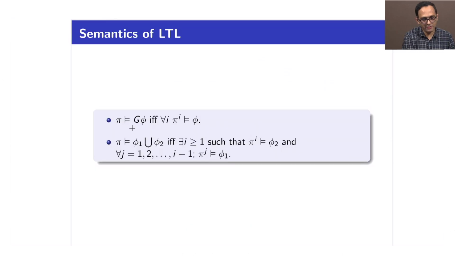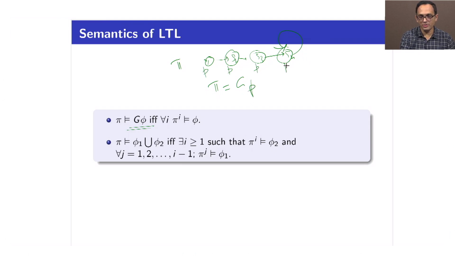Globally phi again has to hold in every state, all states of that path. If I think about a path S1, S2, S3, S4, and I say this path pi satisfies globally p, then p has to hold here, here, here and here. And you remember this path is basically an infinite path, because there is a loop at the last state. So it has to hold in all states: all pi i should satisfy phi.